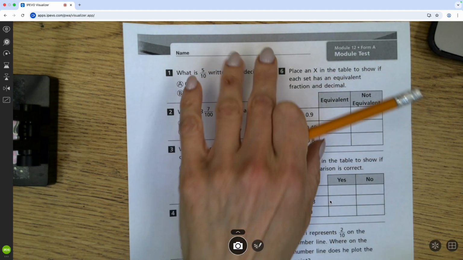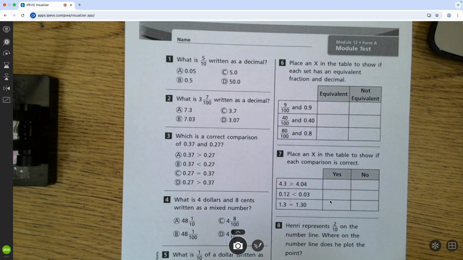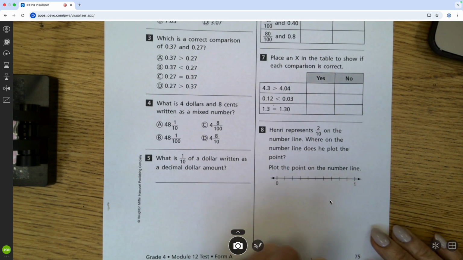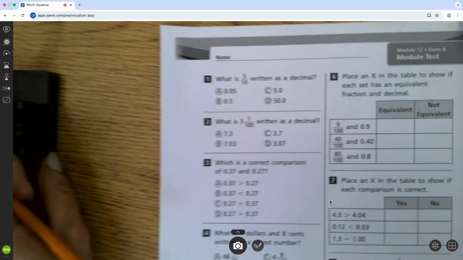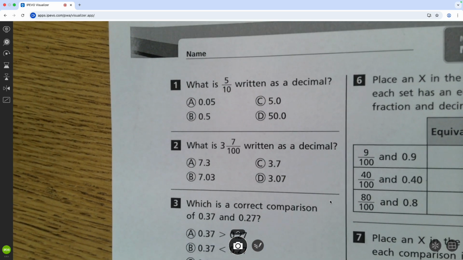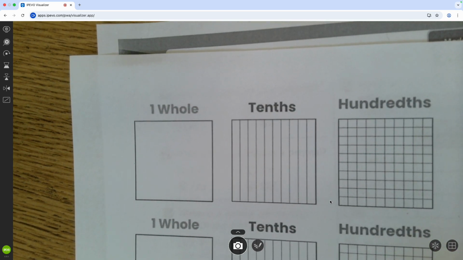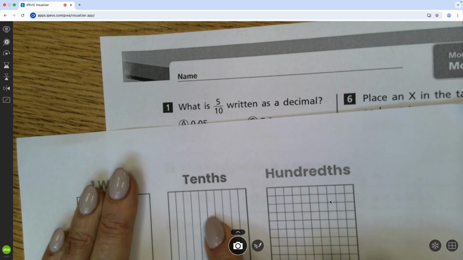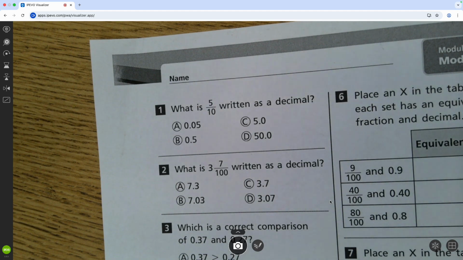All right, so I'm going to go through this with you. I'm not going to do it all. And I will have a secret word. So let me write secret word to remind myself, because sometimes I forget. Okay, so number one. And I'm also going to give you a copy of this, with just the tenths and hundredths, in case you want to use that to help you solve, help you visualize.